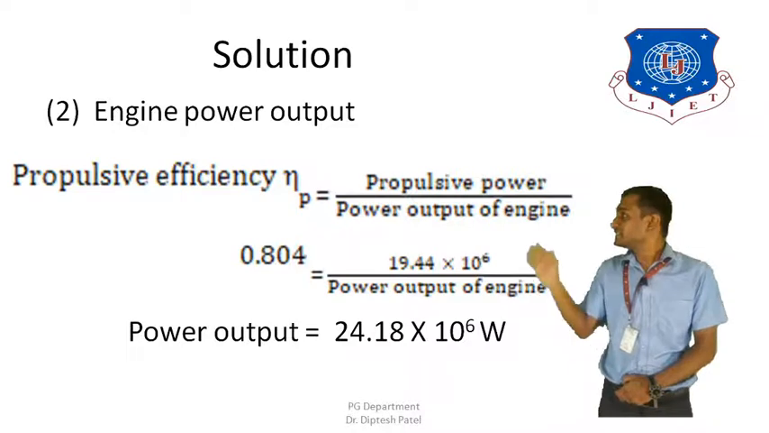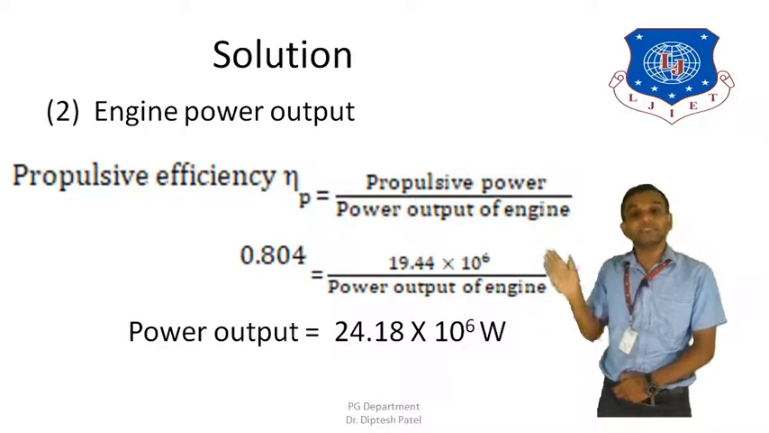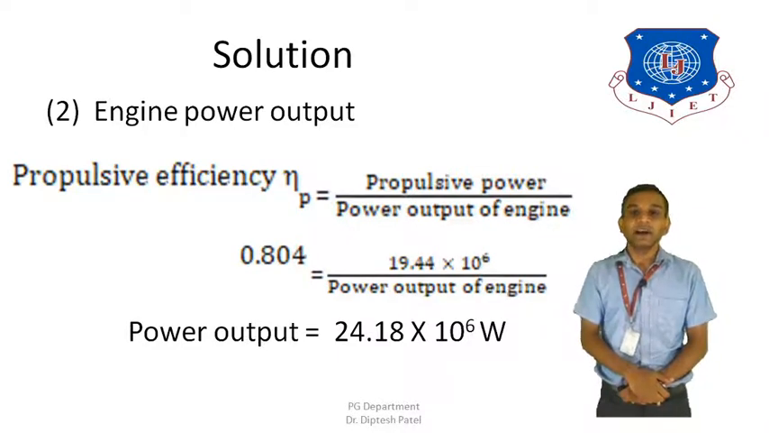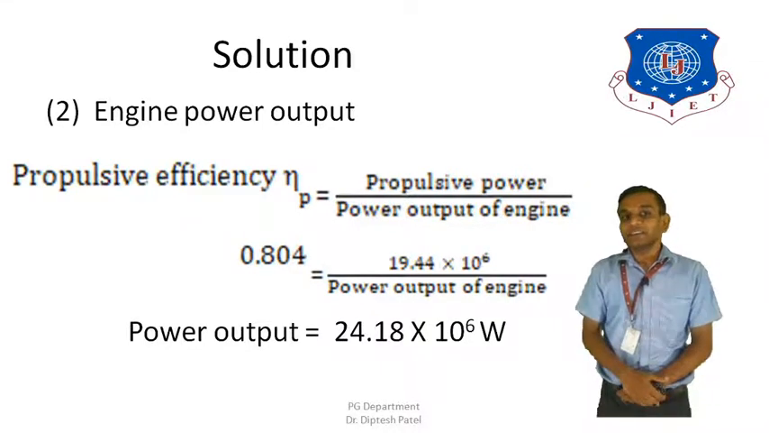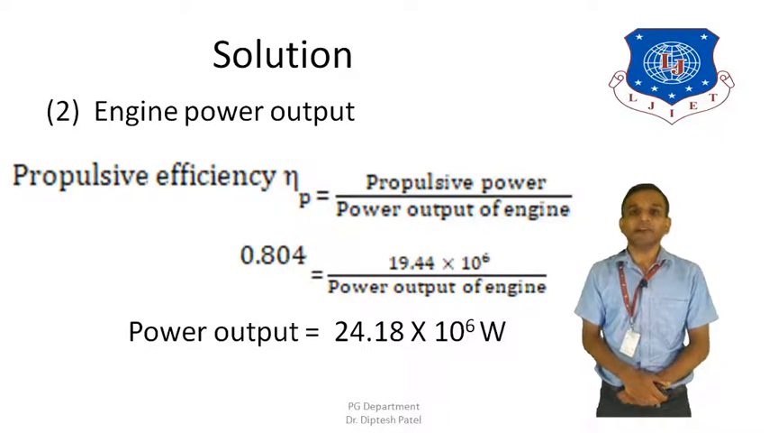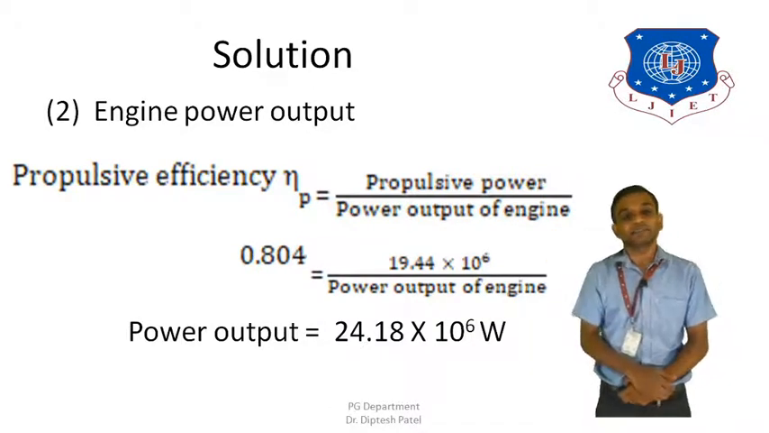And the equation says the propulsive efficiency eta P is equal to propulsive power divided by power output of engine. So just put the values here. Eta P that we have obtained, 0.804, is equal to propulsive power 19.44 into 10 raised to 6 divided by power output of the engine, and therefore the power output of engine is equal to 24.18 into 10 raised to 6 watt. So this is the second finding of our numerical.